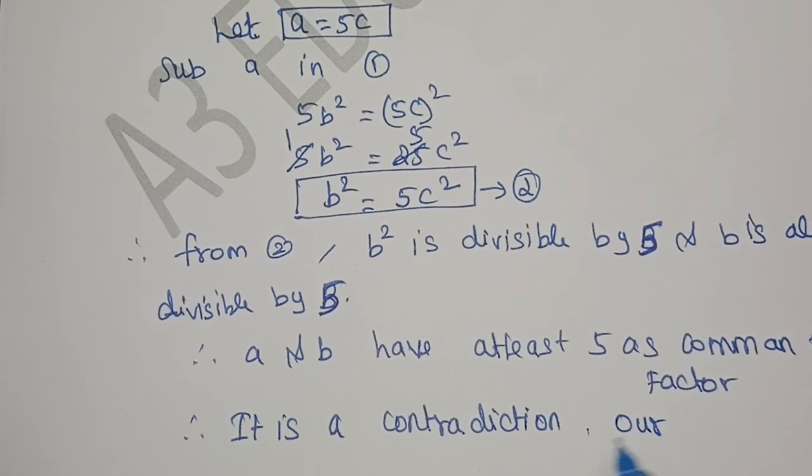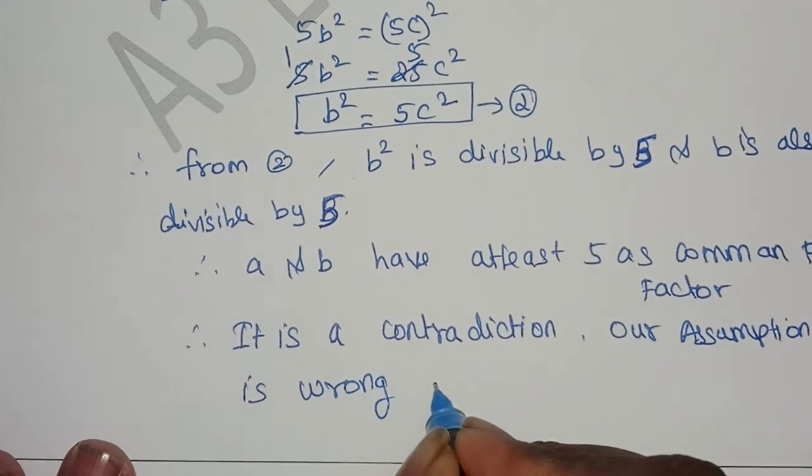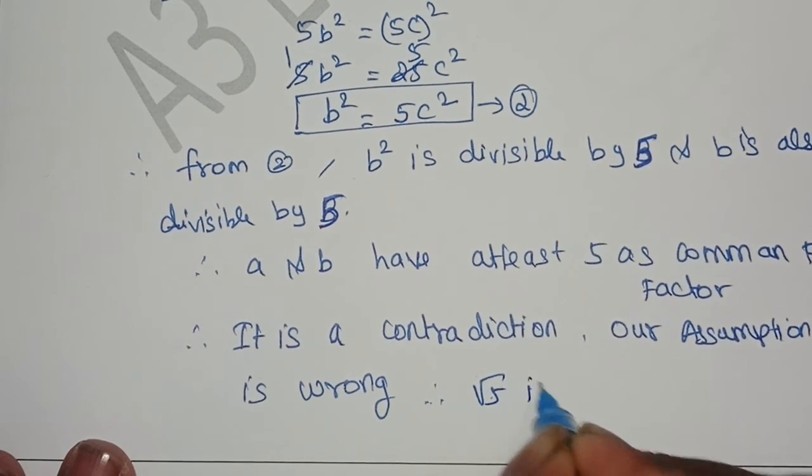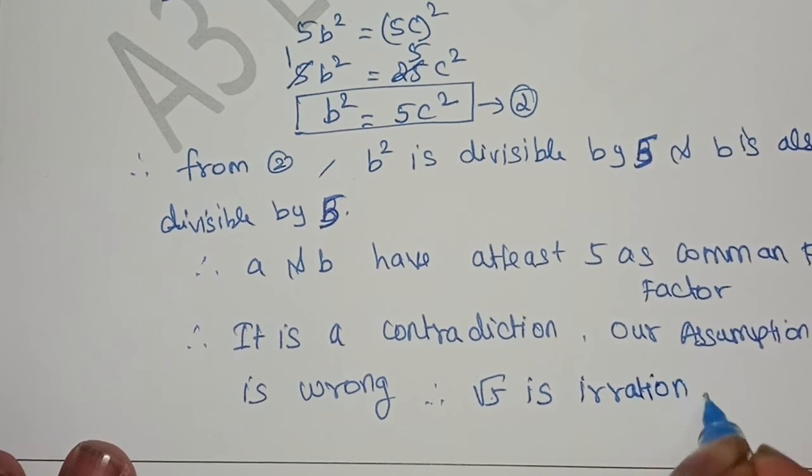Our assumption is wrong. Therefore root 5 is irrational, that is what we have written.